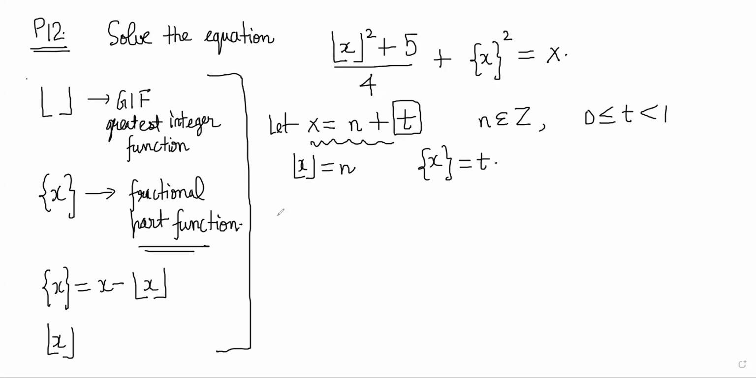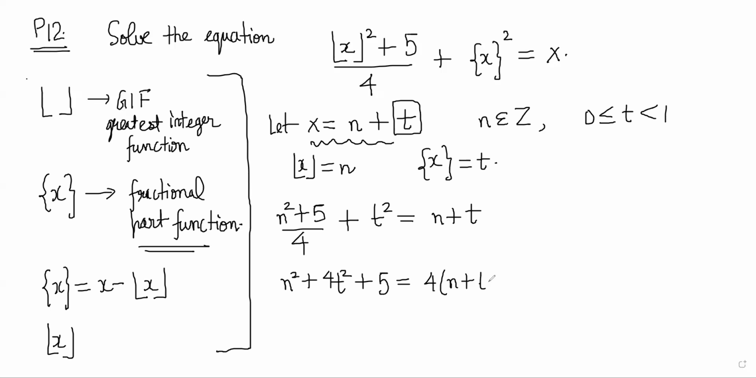Now just simplify this equation. You will get something like this: n square plus 5 by 4 plus t square is equal to n plus t, right? So basically what we are getting is n square plus 4t square plus 5 is equal to 4 times n plus t, right?